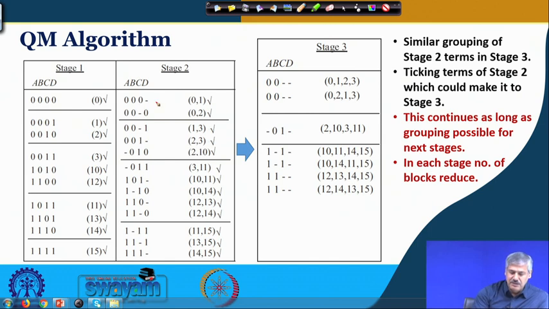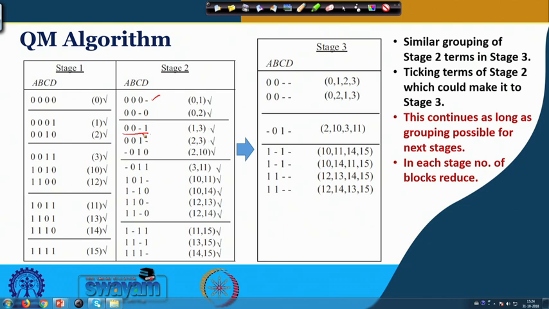So, 0 1 0 0 0 dash and 1 3 0 0 1 0 0 dash 1, are they differing in only one position? No. 0 0 0 0, this is fine, 0 and dash and 1. Okay. So, we cannot combine these two, because they differ in two positions.